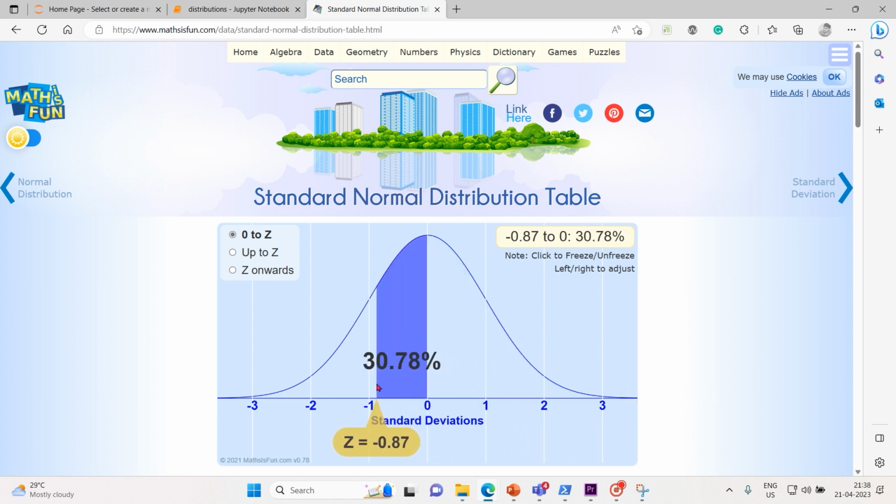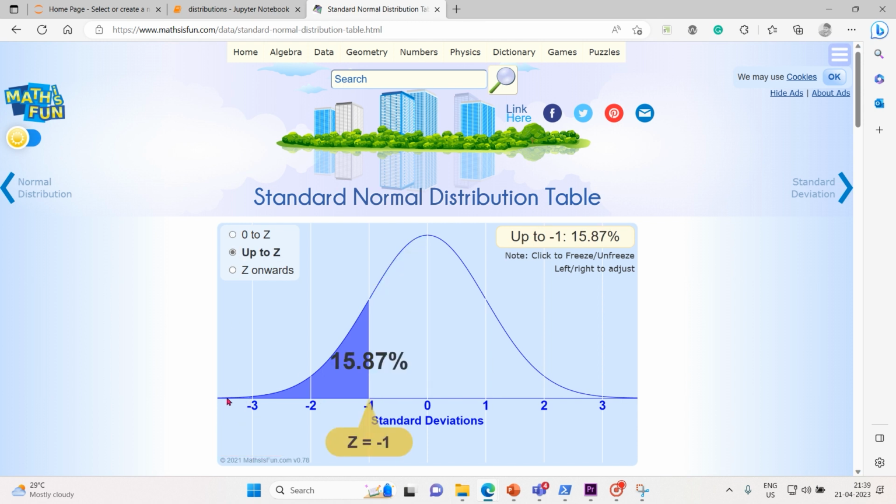Similarly, if I go to the negative side, if my Z score is minus 1.01, my probability is still about 34 percentage, 34.38 percentage. If it is minus 2, my probability is 47.72 percentage, and minus 3 is 49.87 percentage. This is from 0 going to the left side and going to the right side, and other ways up to Z.